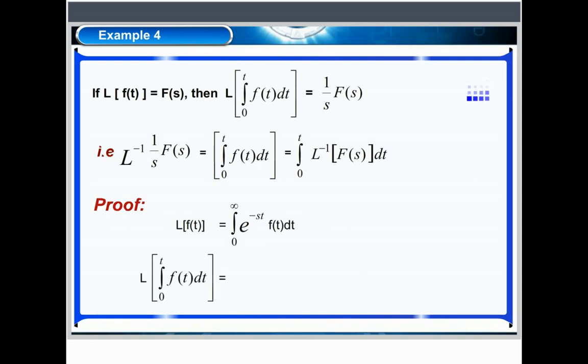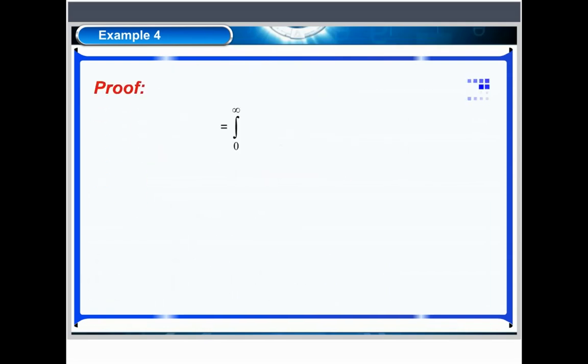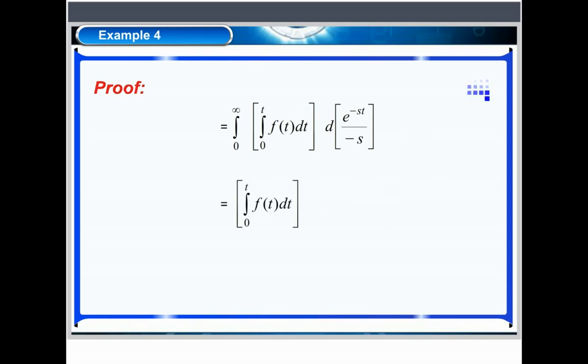L of integral 0 to t f(t) dt equals integral 0 to infinity e^(-st) into integral 0 to t f(t) dt, equals integral 0 to infinity of integral 0 to t f(t) dt into d of e^(-st) divided by minus s, equals integral 0 to t f(t) dt into e^(-st) divided by minus s with limit 0 to infinity, minus integral 0 to infinity e^(-st) divided by minus s into f(t) dt.